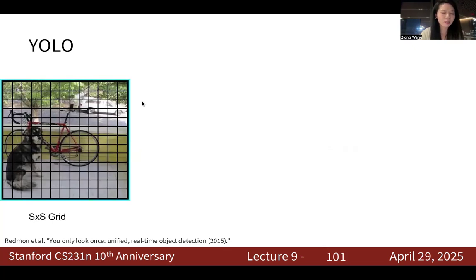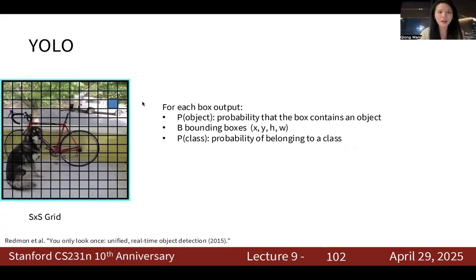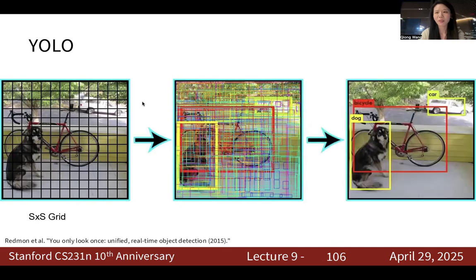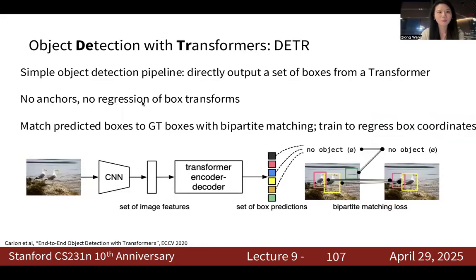We give the grid size as S times S, and for each box we output a probability P, which means the probability that the box contains an object. B is the bounding box. P(classes) means the probability of belonging to a class. We work with B equal to 2 and many bounding boxes with different object probabilities. Then we get the dog, the bicycle, the car.